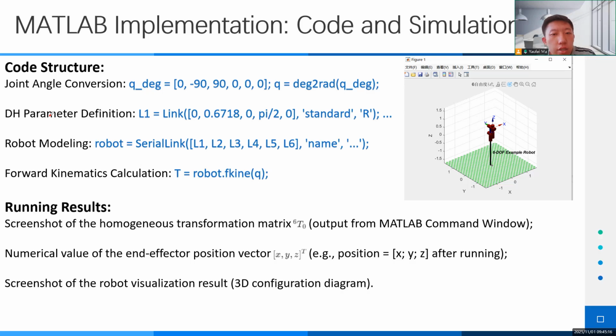Now let's see the results. First, there's the screenshot of the 6T0 matrix from the MATLAB command window. Second, we got the end effector position. That's the 3D position of the robot end. Third, the 3D robot visualization screenshot shows what the robot looks like with the set joint angles.